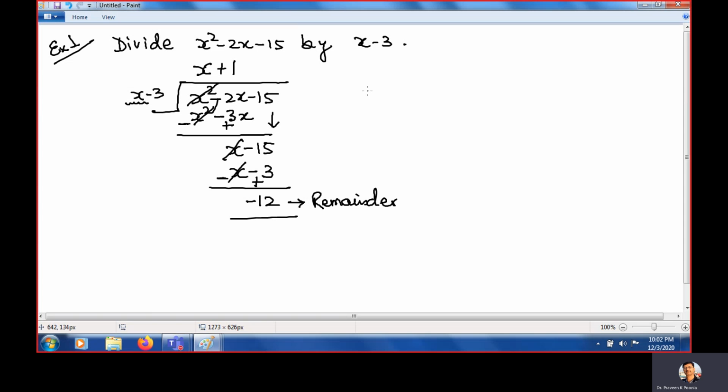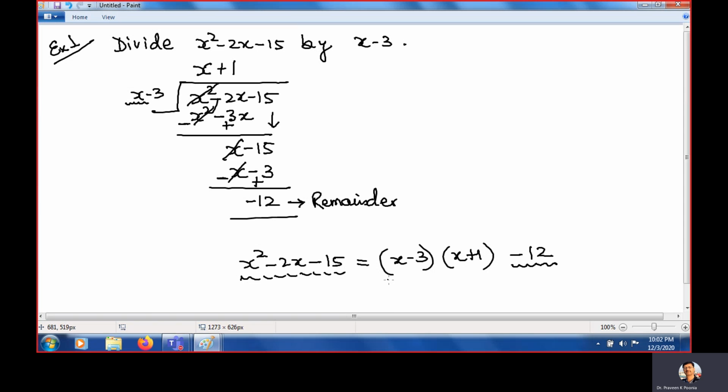Clear? Now how are we going to write it? It is x power 2 minus 2x minus 15 equals this number x minus 3, this number x plus 1, and the remainder, this minus 12. This is the remainder. Clear? So dividend is equal to divisor into quotient, multiplying, plus or minus whatever the remainder is. The remainder is minus 12. Clear? So this is how we are dividing.